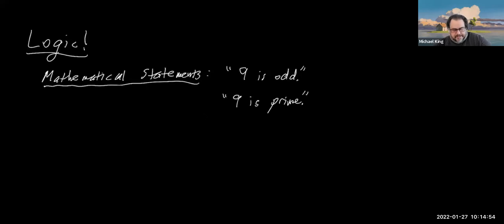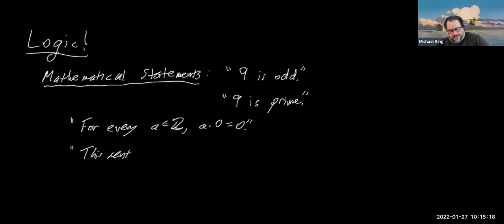But we've already seen statements like for every a in the integers, a times 0 equals 0, right? That's a mathematical statement. And there's other things you can get into, like "this sentence is false," which is a fun one to try to wrap your brain around.